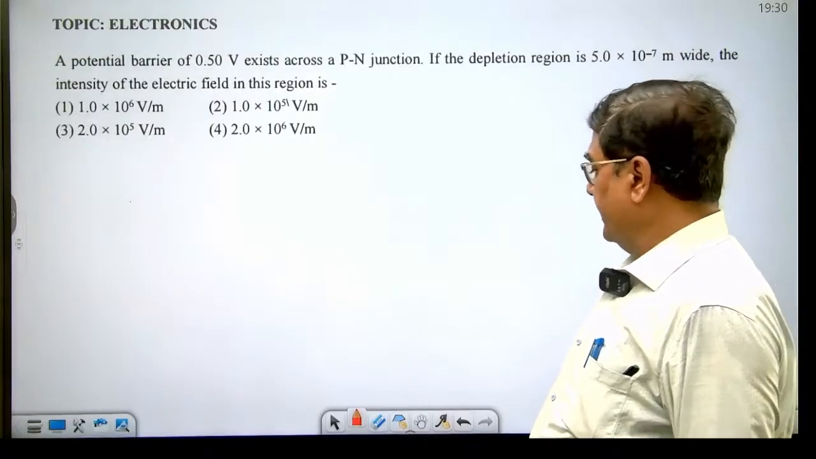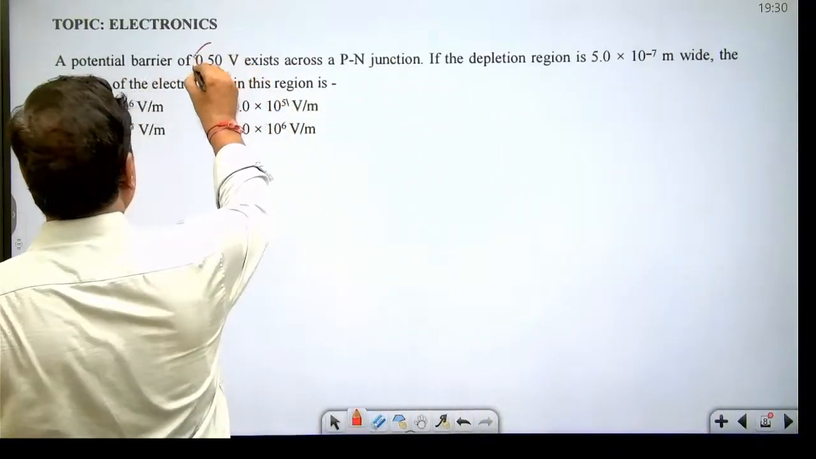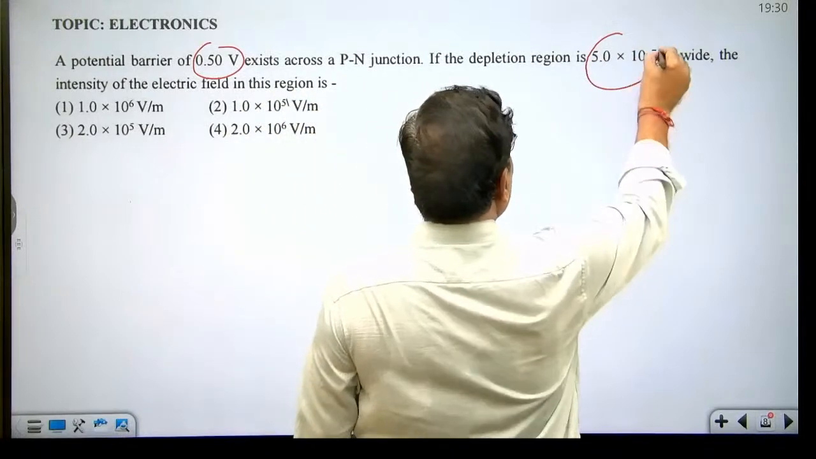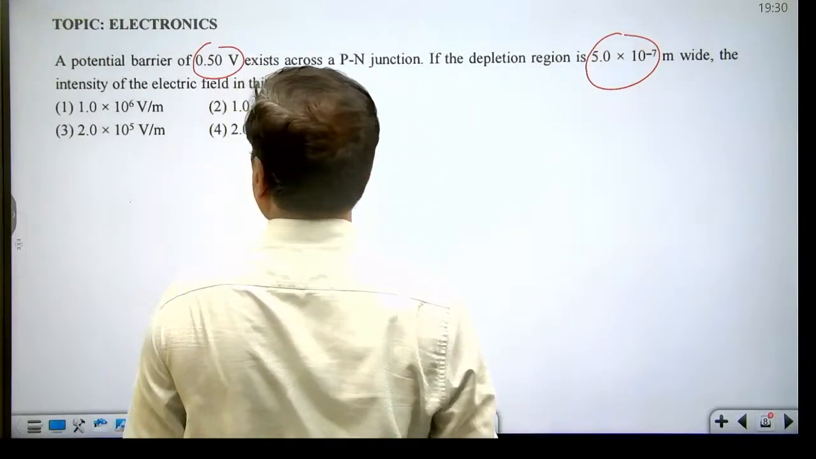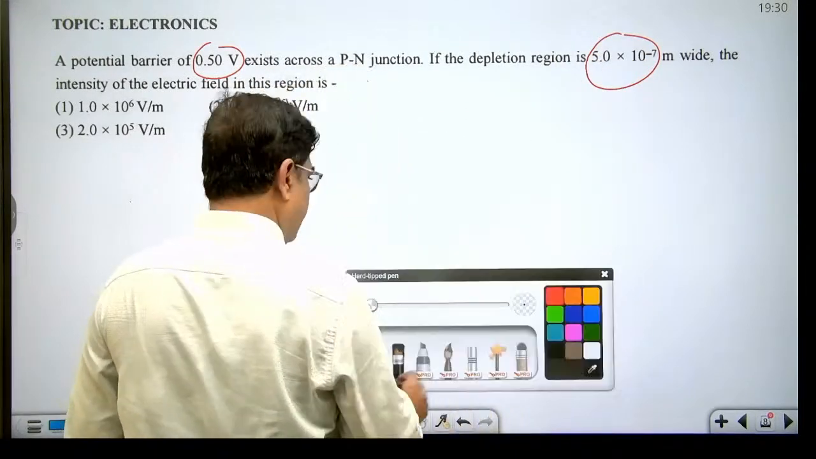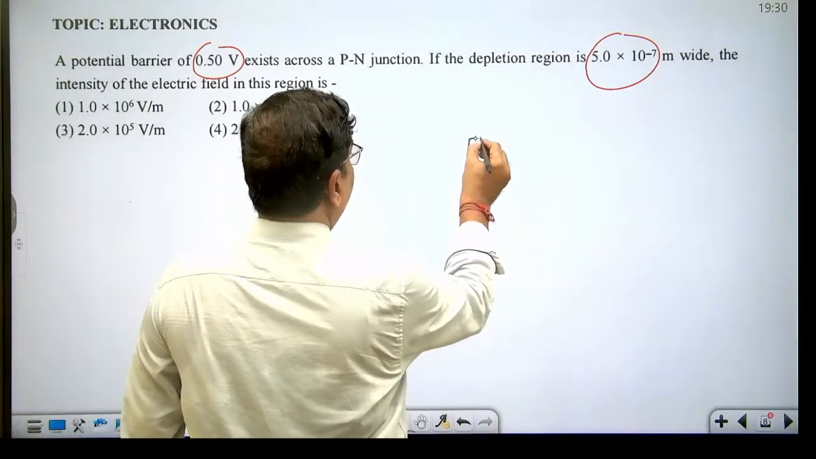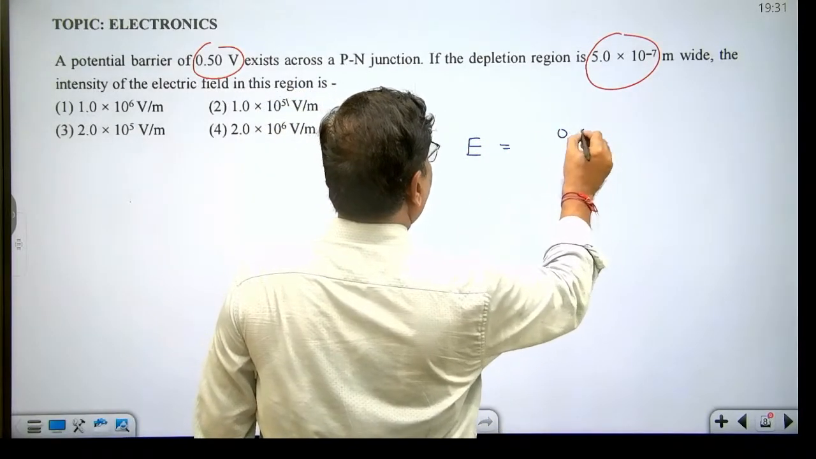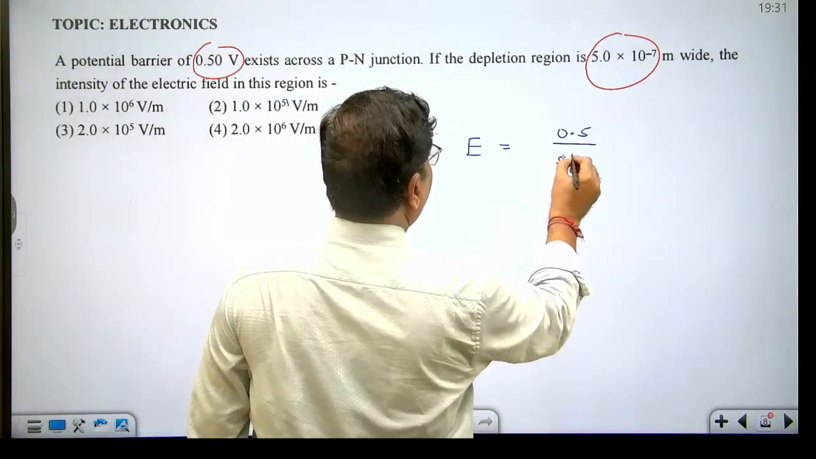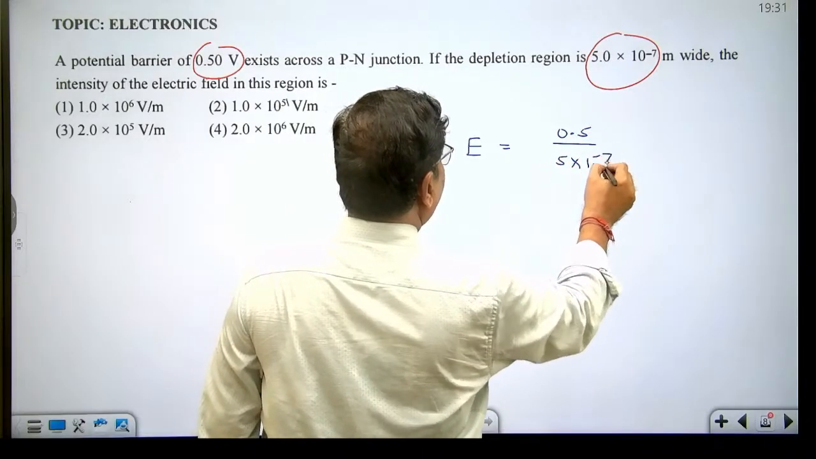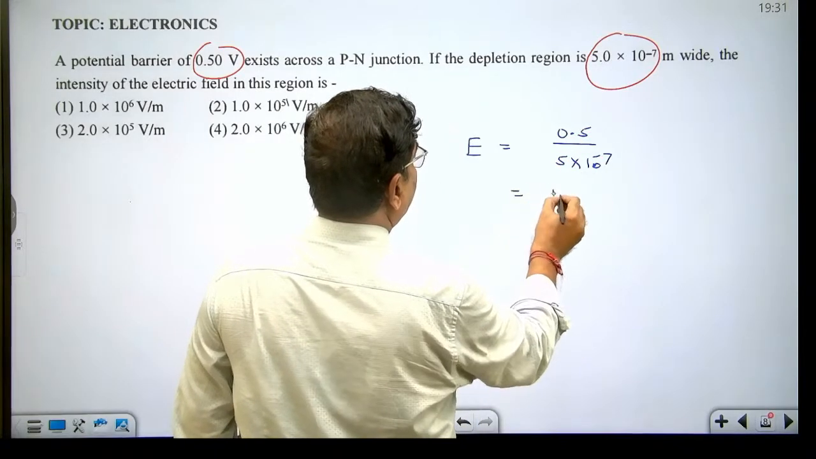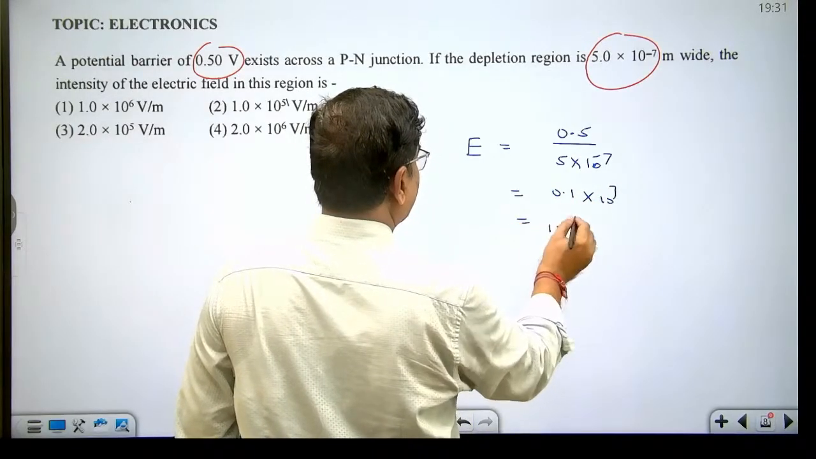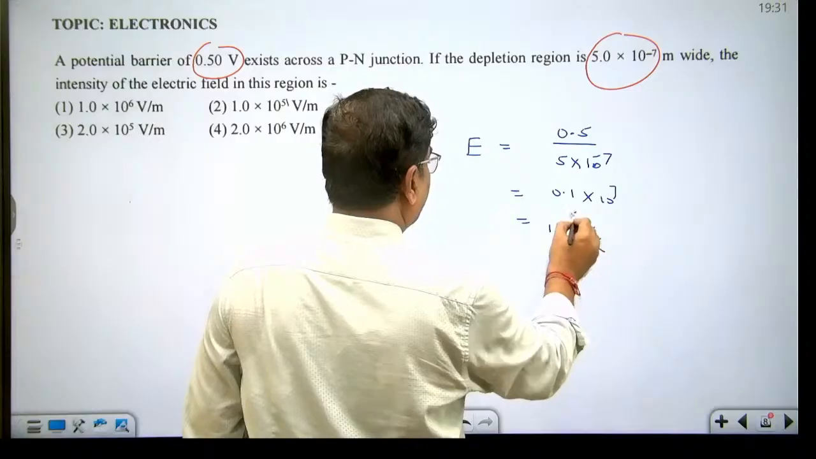A potential barrier of 0.5 volt exists across a PN junction. The depletion region is 5 into 10 power minus 7 meter wide. The intensity of electric field in this region is electric field equal to potential barrier divided by separation depletion layer, 5 into 10 power minus 7. So this is 0.1 into 10 power 7, so 10 power 6 volt upon meter.